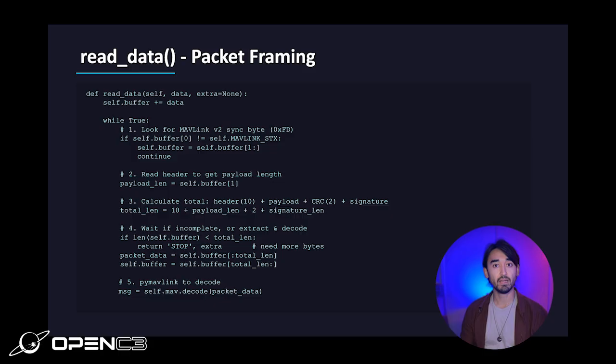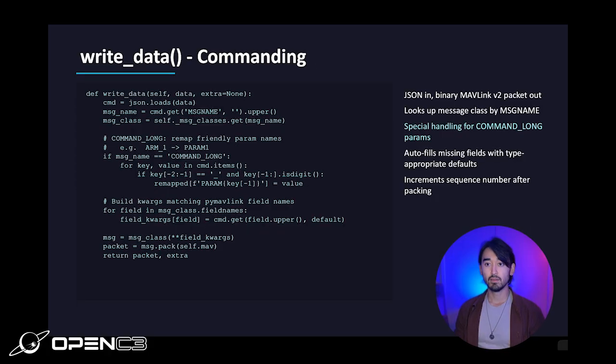Because we're leveraging PyMavLink, CRC checks and ensuring that the packet is valid is all assured for us from the PyMavLink library. The commanding interface works just in the opposite direction, where we receive JSON into the interface, and then we send out binary MAVLink version 2 packets out.